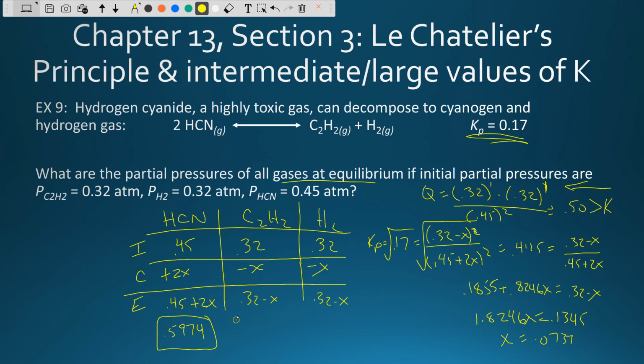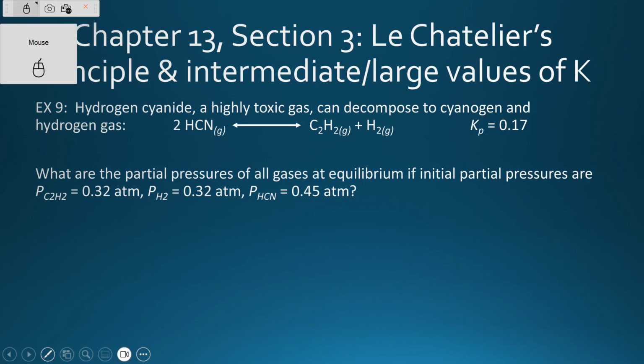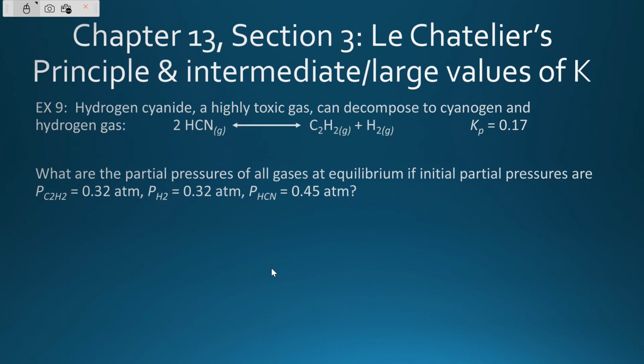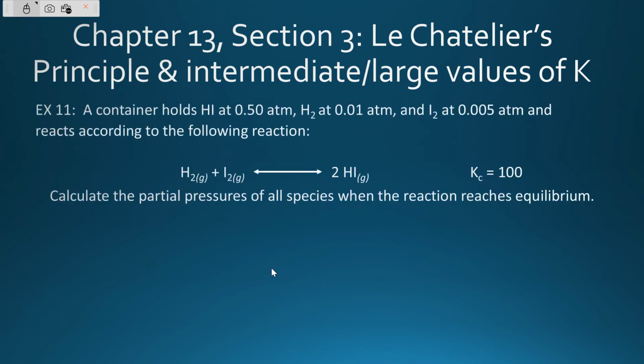Both of these are the same, so it's 0.32 minus my 0.037. So that gives me 0.246 atmospheres, and that gives me also for this one 0.246 atmospheres. Find which direction it's going, and it looks like I didn't have anything to do with this. My K value was pretty close to significant in there, so I just kind of do that math. So I could find all of those along the way.